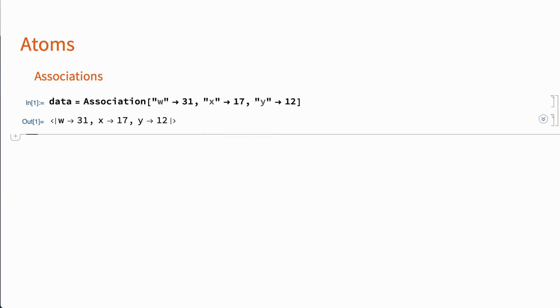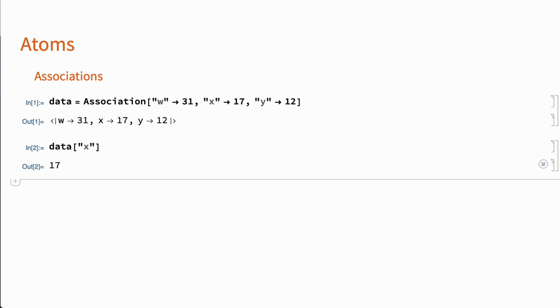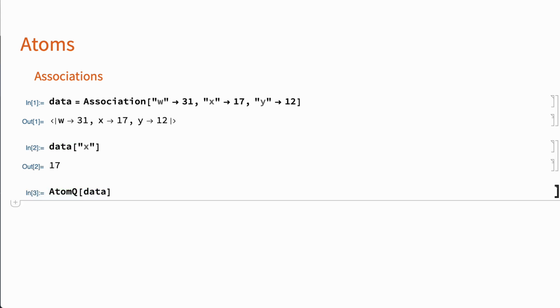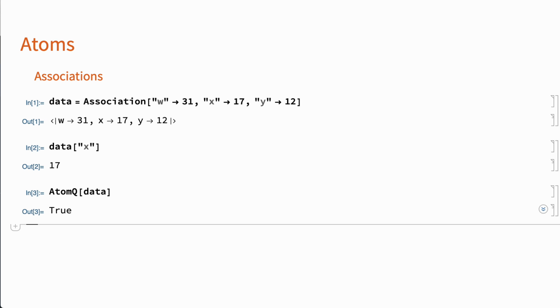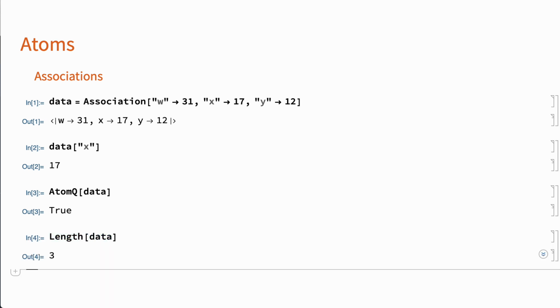Associations work a bit like lists, except that elements in an association can be selected using keys. This input, for example, picks out the value associated with the key x. The AtomQ function shows that the association is an atom, but that atom contains a lot of information and in fact behaves in some ways like a normal expression. The Length function, for example, gives the number of values in the association, which is what would happen if the association was a normal expression.